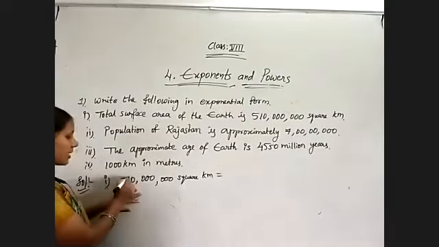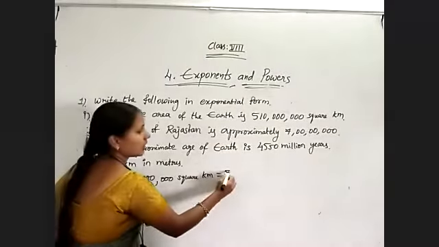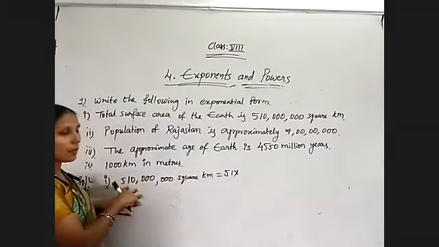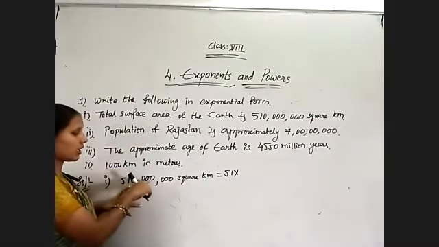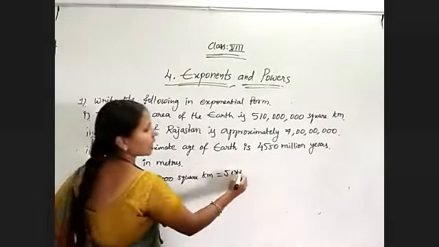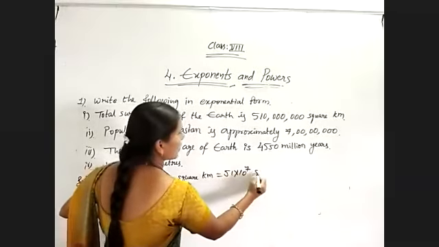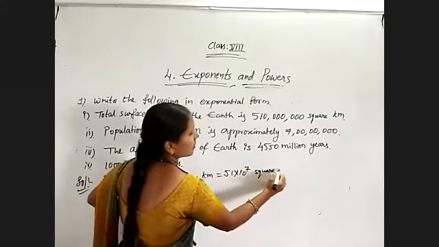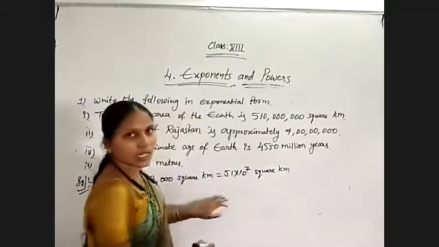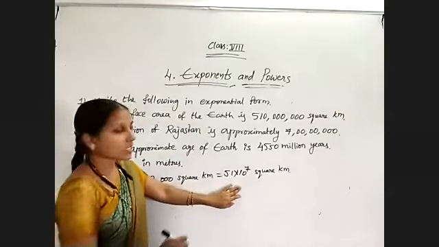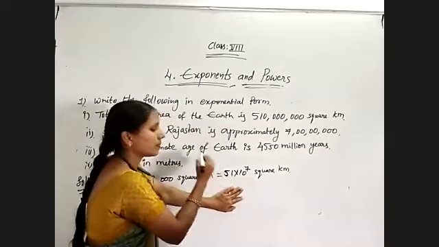Non-zero values are written first. That is 51 into whatever. How many zeros are there? 1, 2, 3, 4, 5, 6, 7. 10 to the power of 7 square kilometers. This is exponential form only, but it is not in the standard form.